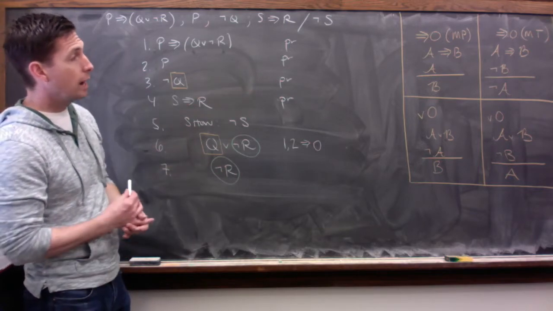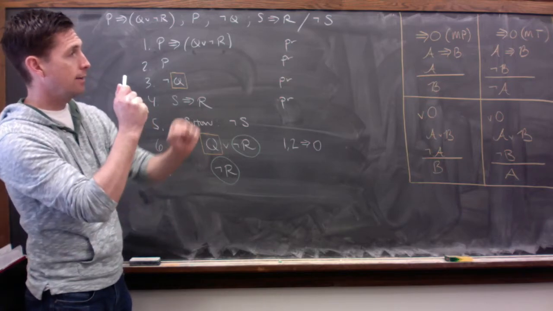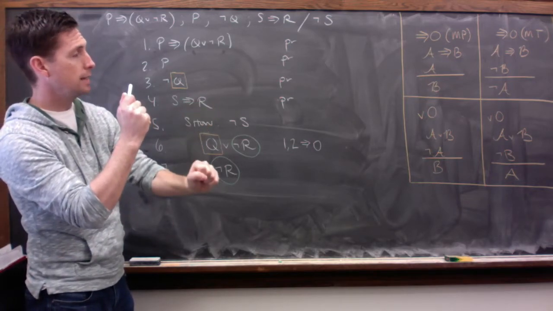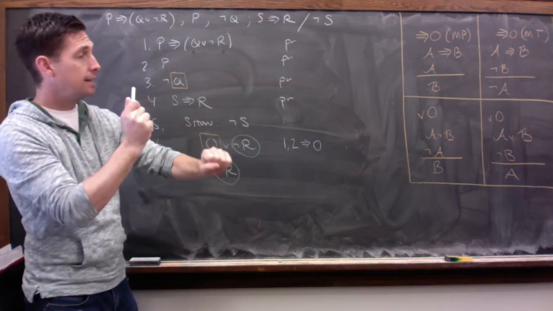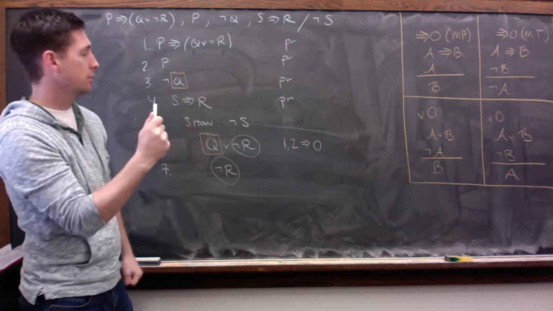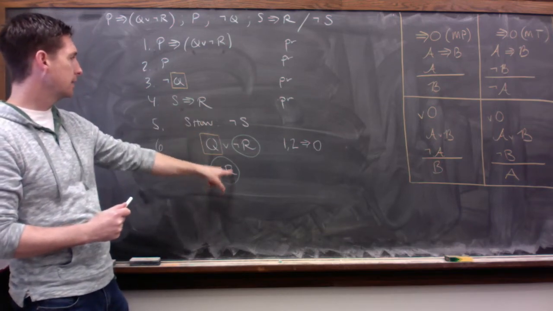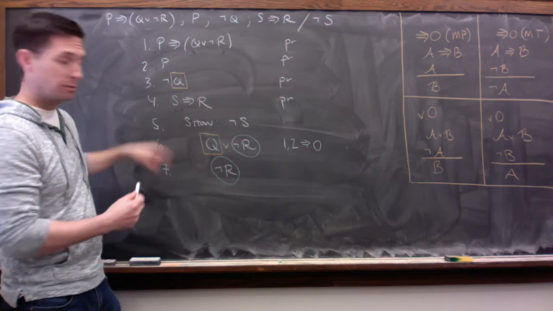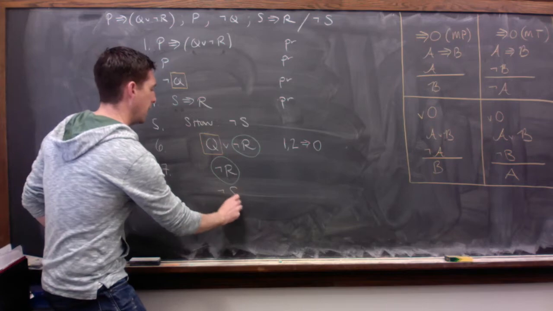So look at arrow out, the modus tollens version. It says if you've got A arrow B and not B, you can get not A. That is, if you've got an arrow and you've got the negation of the second thing, you can get the negation of the first thing. Well, we've got an arrow. We've got a negation of the second thing. So we can get the negation of the first thing. We can get not S here. So that's line 8, not S.